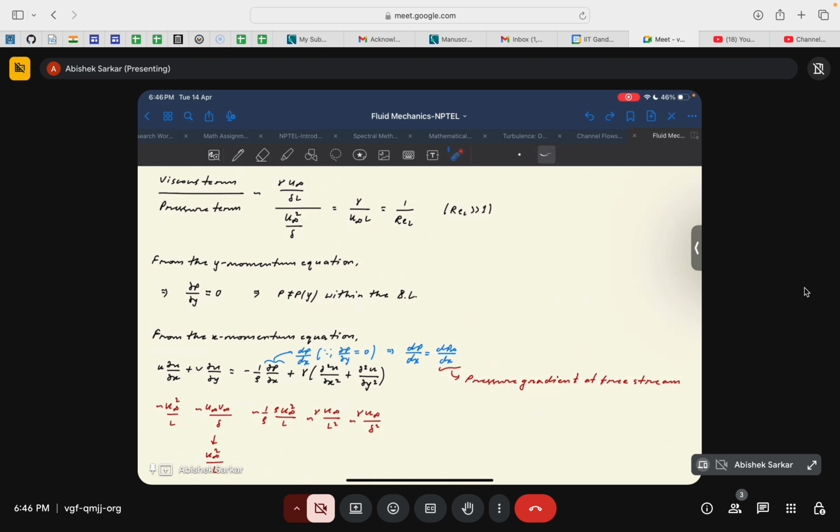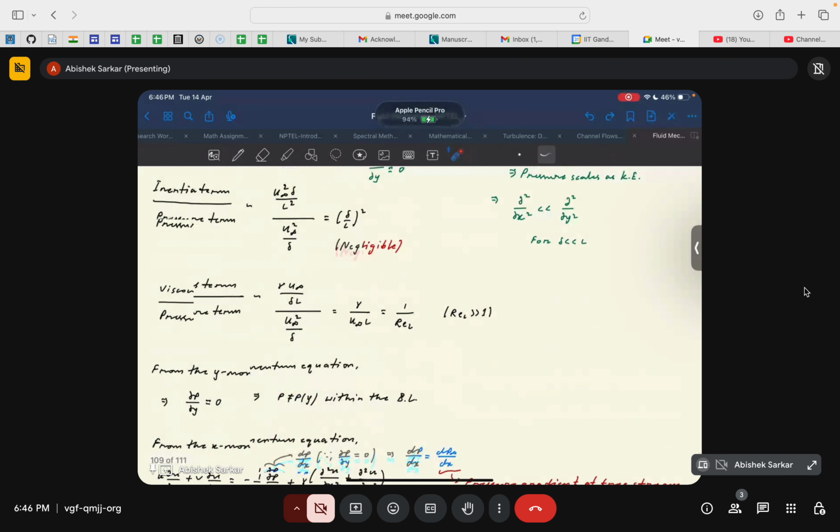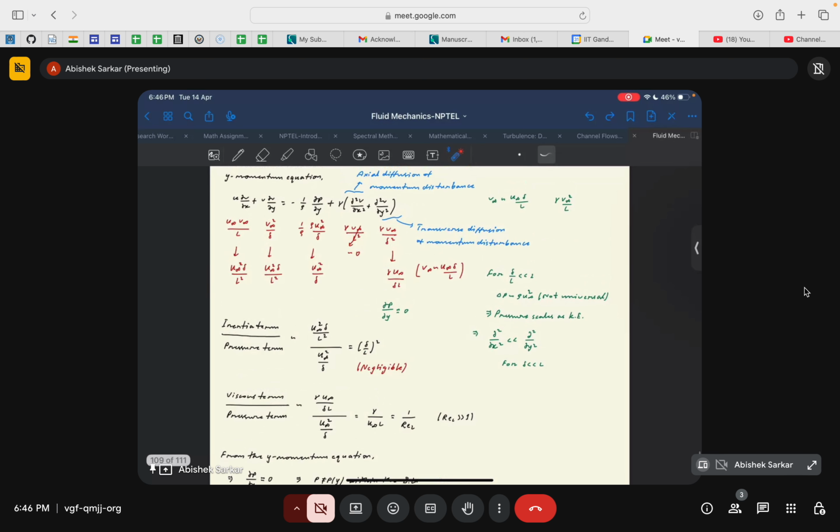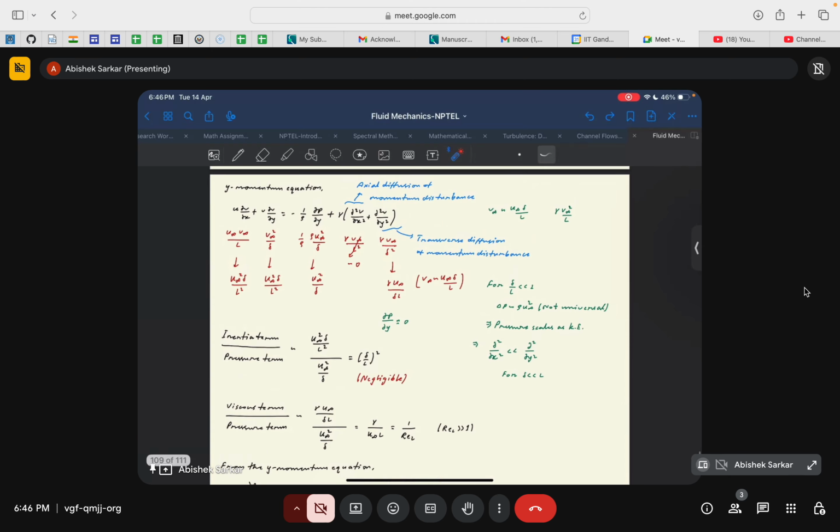Okay, so I will wait in this slide for say 1 or 2 minutes. If there's any confusion in this slide, please let me know on the scaling and all the other ratios. If there's any doubt, you can let me know, and then we will resume our discussion with the x momentum equation.